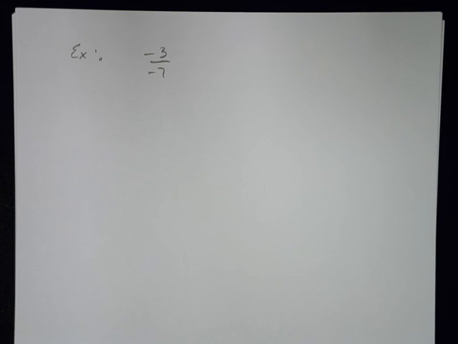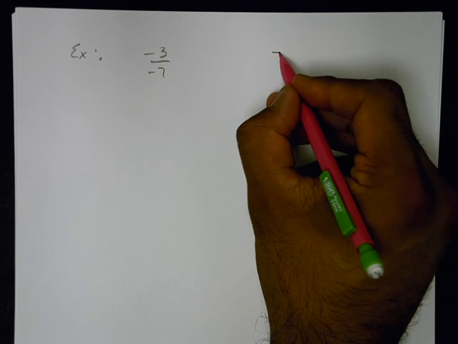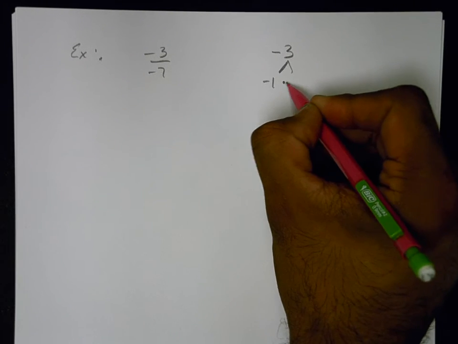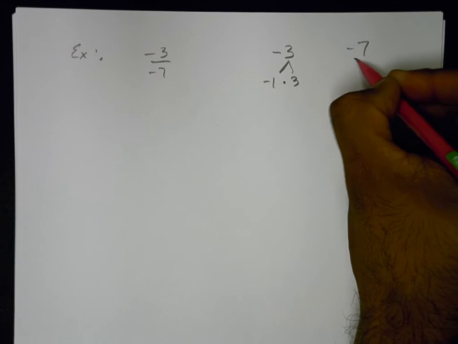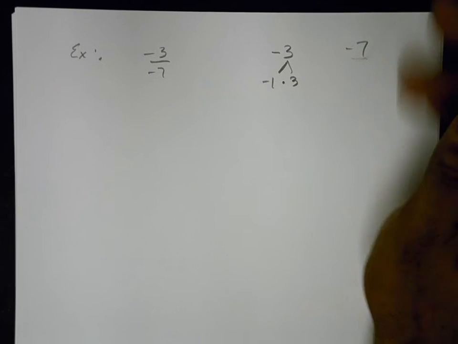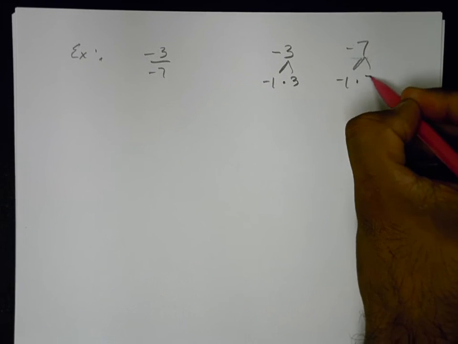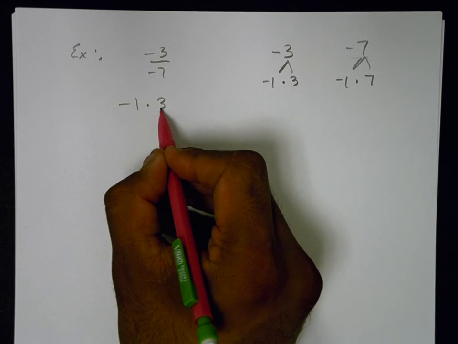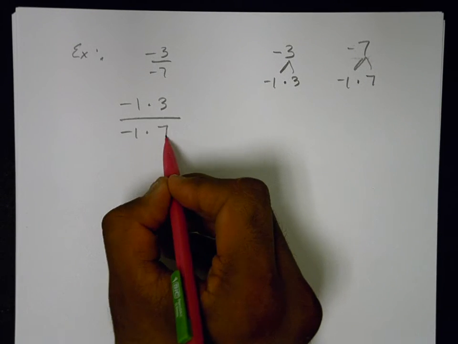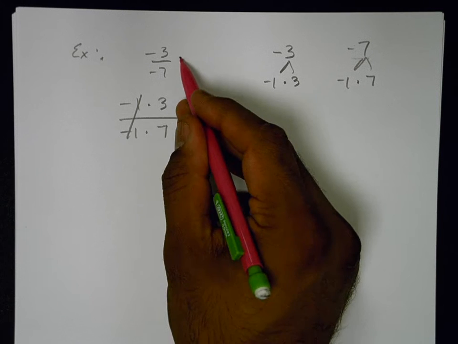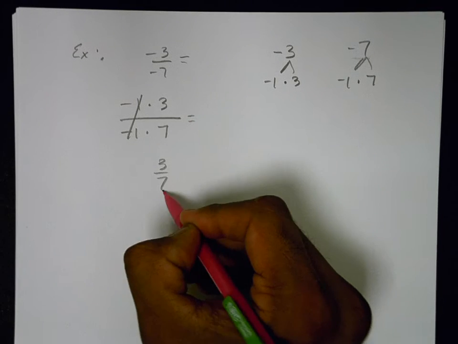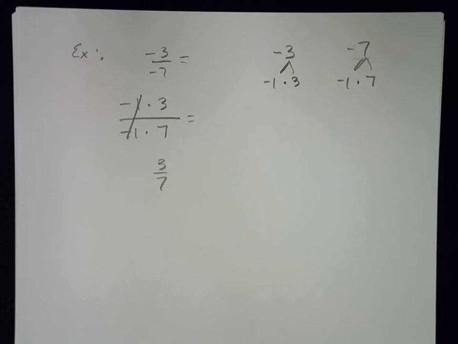-3 over -7. Well, if you did this one here, you might realize that there's not much to do. But I'll rewrite it like that. That's my numerator. And look, there's a 1 right there. And so you could also think of it as a negative divided by a negative as a positive.